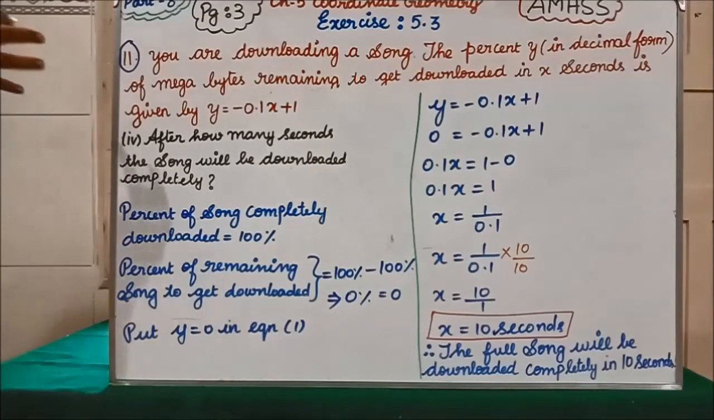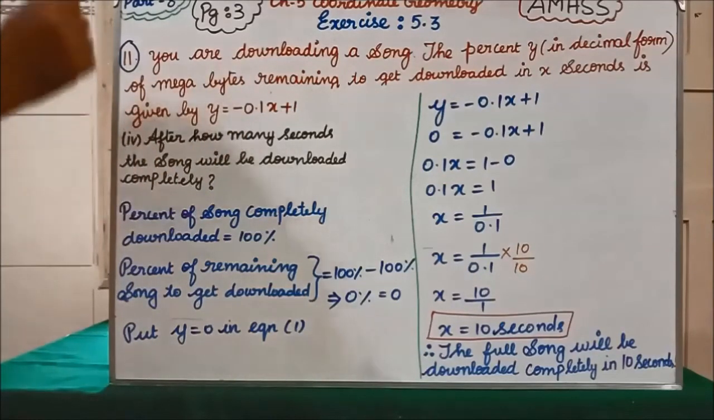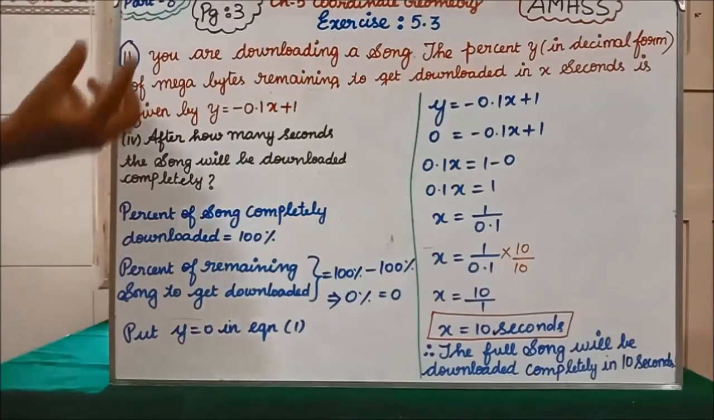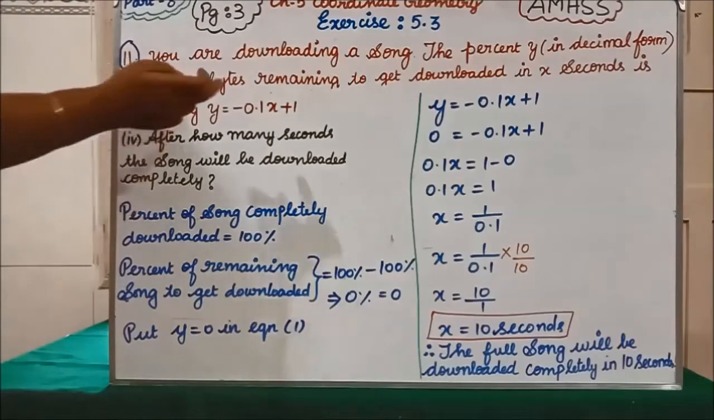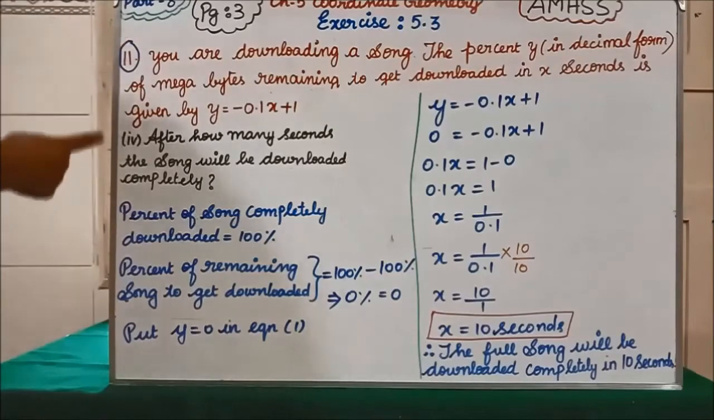Before entering into the subdivision, I want to explain one more time: in this equation, x denotes what? Time. Y denotes what? The song yet to be downloaded. How much part still has to be downloaded is denoted by y. The time taken for the remaining part of the song is denoted by x. But in the fourth subdivision, how many seconds? They were asking the x value. Second means time.